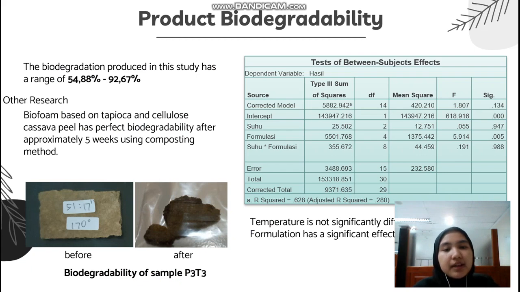The product biodegradability. The biodegradation produced in the study has a range of 54.88% to 92.67%. In other research, biofilm based on tapioca and cellulose cassava peel had perfect biodegradability after approximately 5 weeks using the composting method. We can see the temperature is not significantly different, but the formulation has a significant effect on the result. And this is the figure of the biodegradability of the sample before and after.